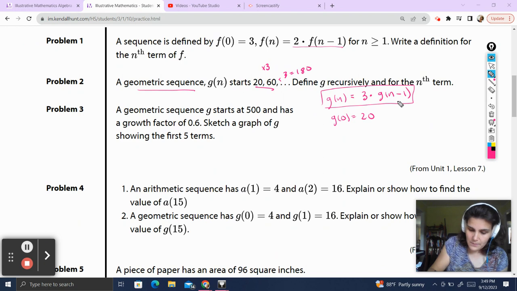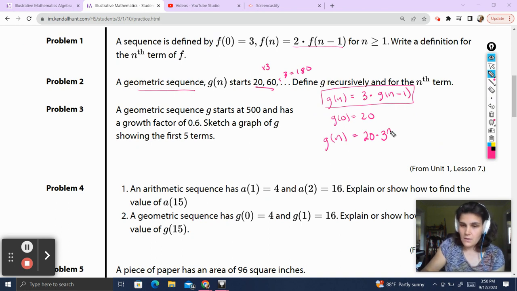Now, if we want to flip this into function notation for the nth term, what we're going to say is this 3 is never going anywhere, but we're going to keep multiplying it. Actually, the 3 actually does. Sorry, that was my bad. Our first term, we start with our first term, which is 20, and then we multiply it by 3 as many terms as we want. So if we want to multiply it by 3 10 times to get the 10th term in the sequence, we do 20 times 3 to the 10th power.